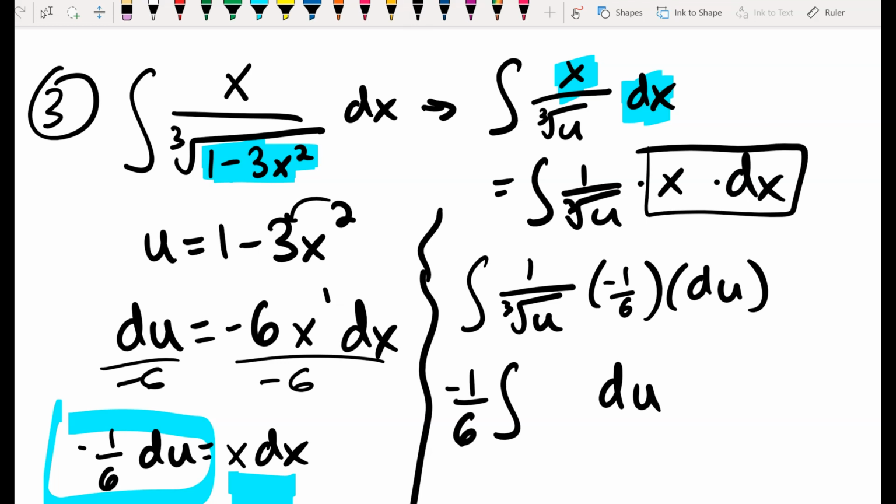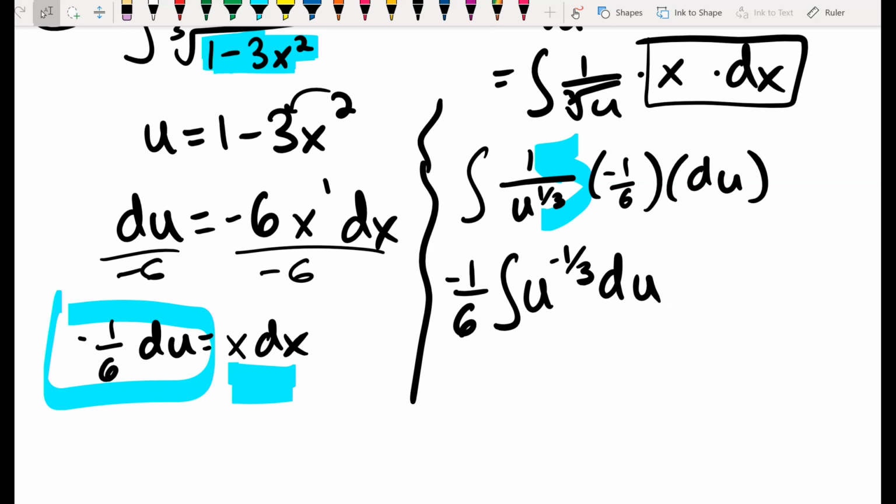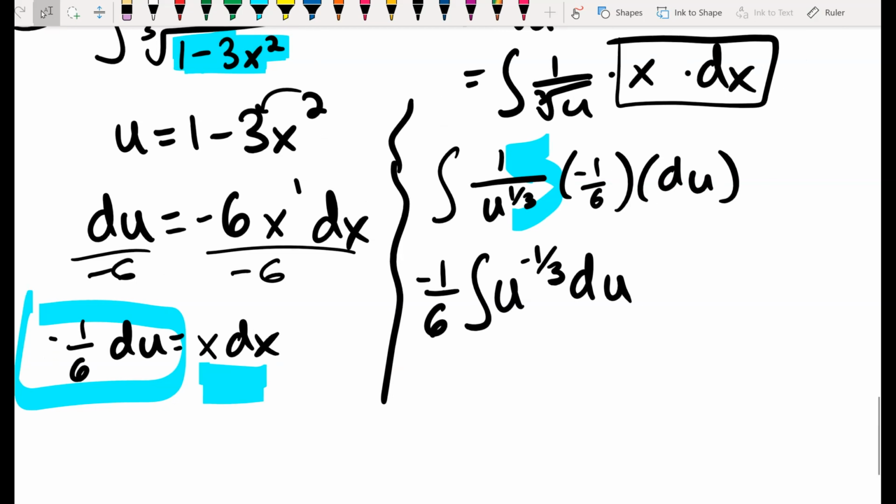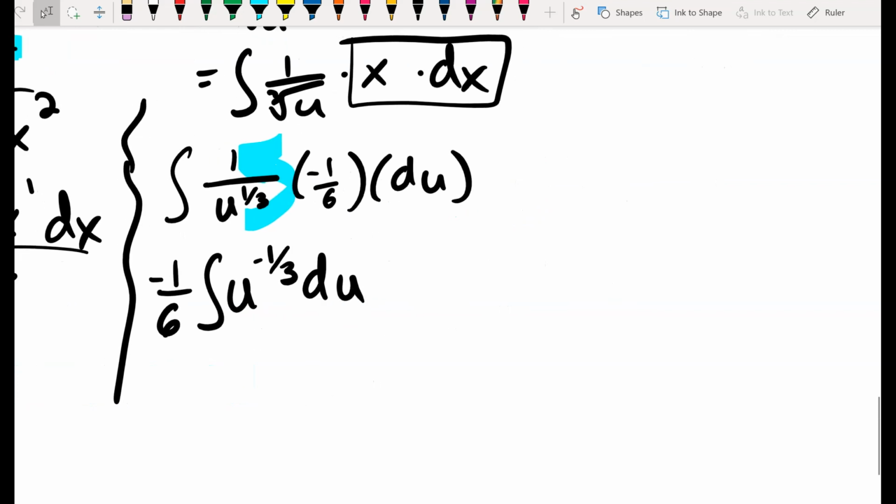Well, remember the cube root of u to the first. If I want to rewrite that as power over root, that's u to the 1/3 in the denominator. But it doesn't really help me out in the denominator. But if I bring it to the numerator, remember I would just need to make the exponent negative. Now I know how to deal with that. What I'm going to do is add 1 to the exponent and divide by my new exponent to use the reverse power rule to take the antiderivative.